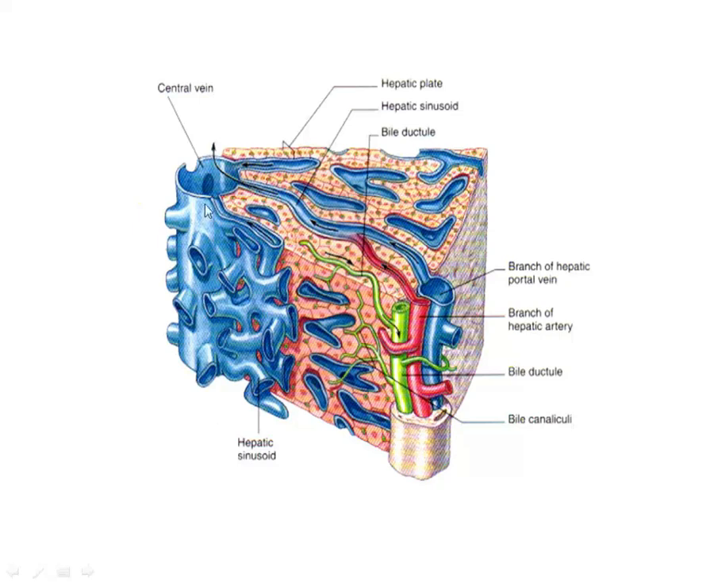This is a hepatic lobule, this is the central vein, and these are all sinusoids. So these are all hepatic sinusoids. I think now you can imagine how the hepatic sinusoids are arranged.